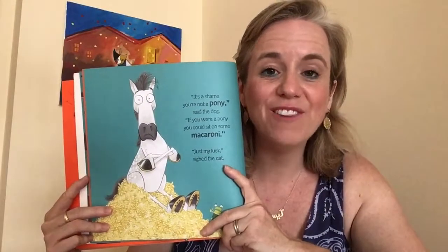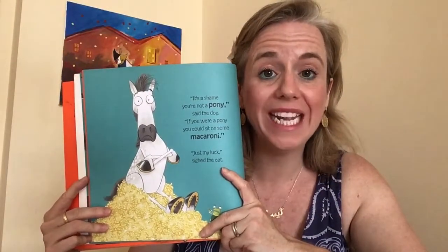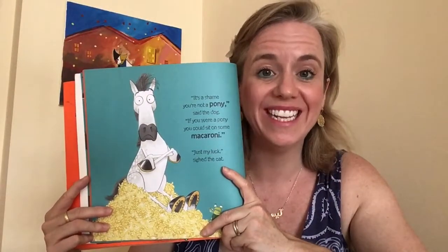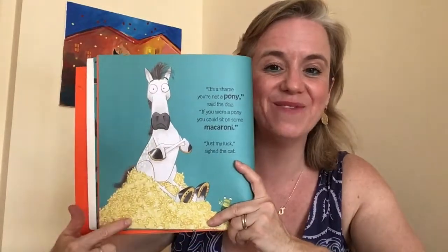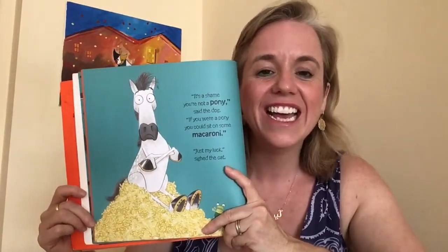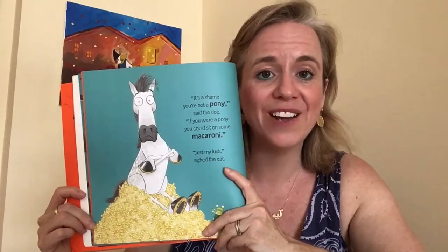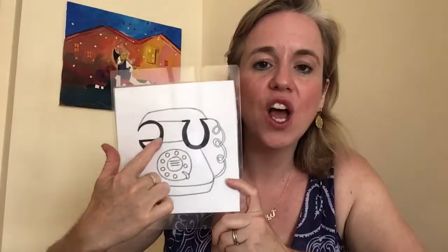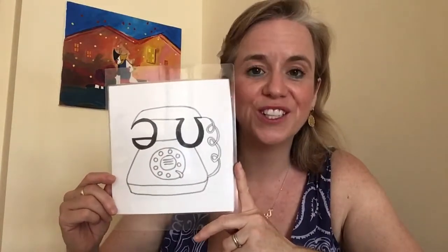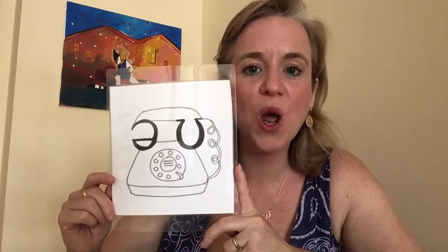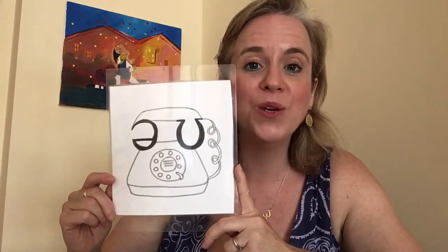Okay, here we have two words, pony, macaroni. See the pony and the macaroni? Okay, here we have an O sound, and here is the phonetic sound here. O, as in telephone. Good. Macaroni. Pony.